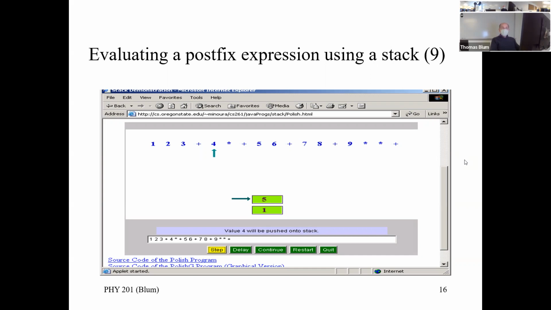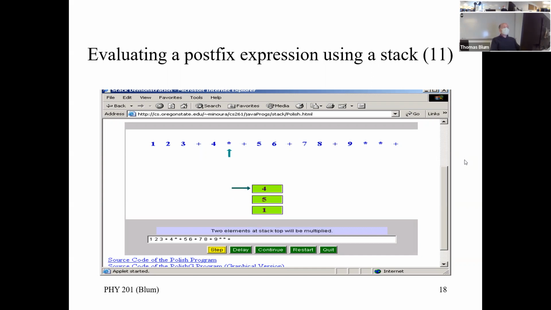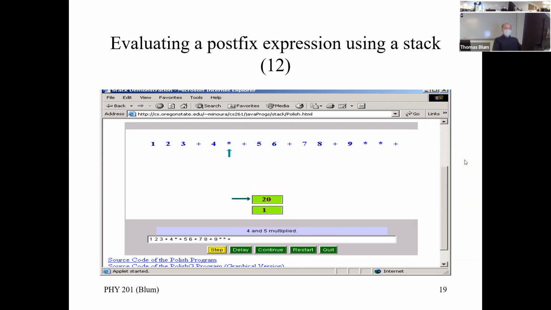4 is data, onto the stack. I come across a multiplication, that's an operation. I pop off the 4, I pop off the 5, I perform the multiplication, get 20, and put it onto the stack. I come across a plus, it's an operation. I pop off the 20, I pop off the 1, I add them, I get 21, I put it on the stack.